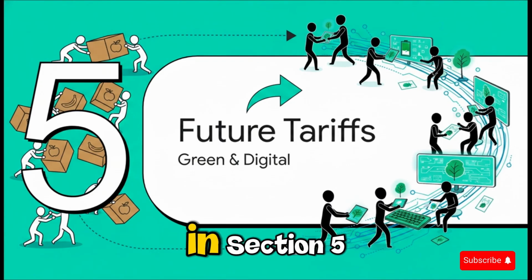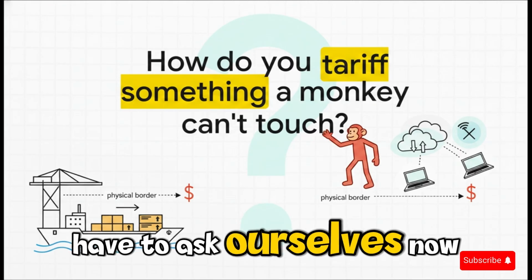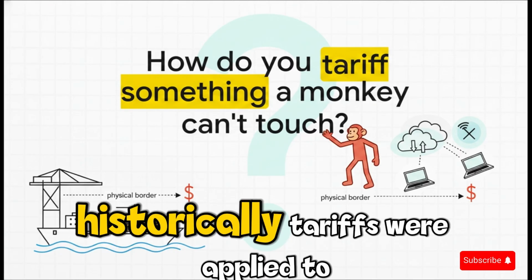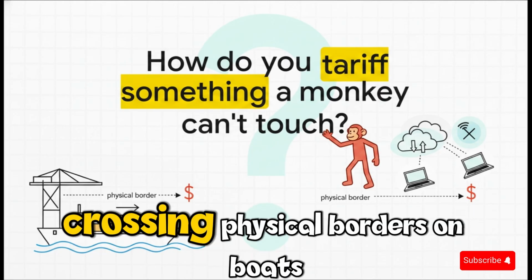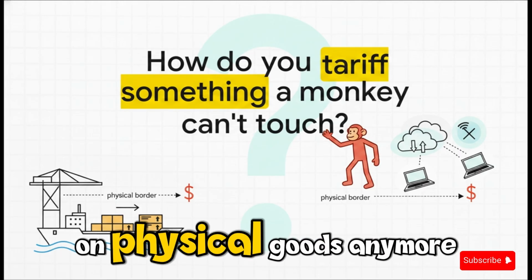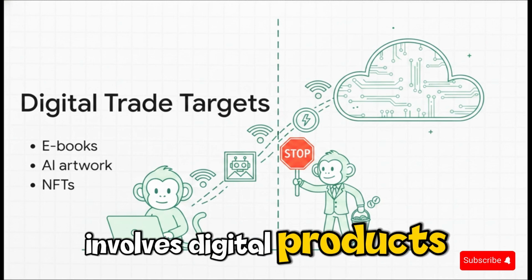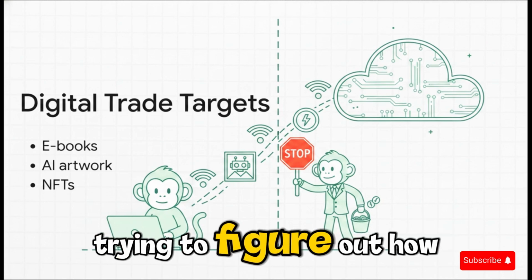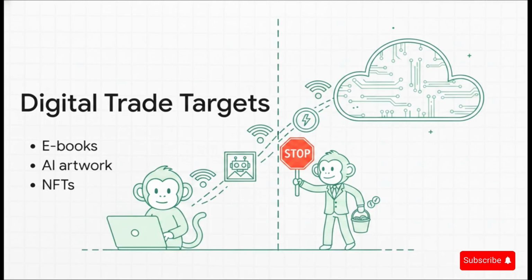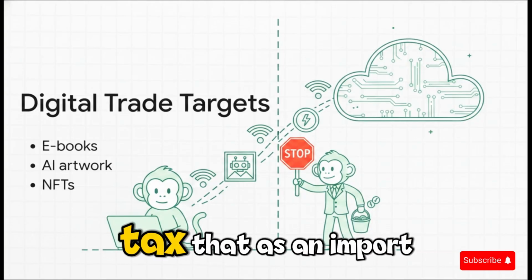Let's pivot to the future in Section 5, Future Tariffs, Green and Digital. So the crucial point we have to ask ourselves now is, how do you tariff something a monkey can't actually touch? Historically, tariffs were applied to physical goods crossing physical borders on boats or trucks. But as we all know, our economy doesn't just run on physical goods anymore. The next frontier of international trade disputes involves digital products. Governments are actively trying to figure out how to apply tariffs to things like ebooks, AI-generated artwork, and NFTs. Like, if you buy a piece of digital art generated by a server in another country, does your government get to tax that as an import?